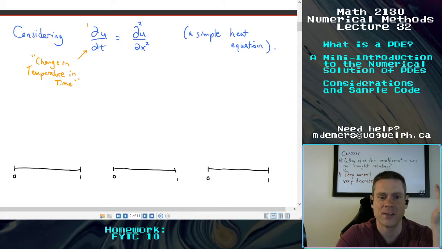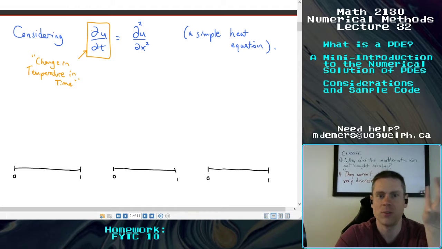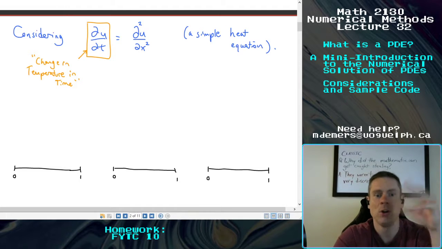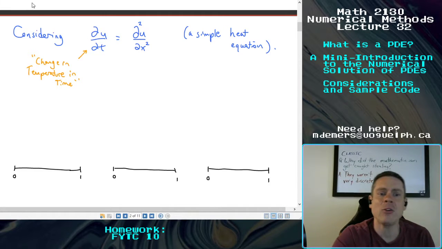That's what this object says. Nothing more than that, okay? It's a derivative with respect to t, so it's the change in the temperature, the u, with the time t. That's nothing crazy. I want to now look at what's happening on the right-hand side.